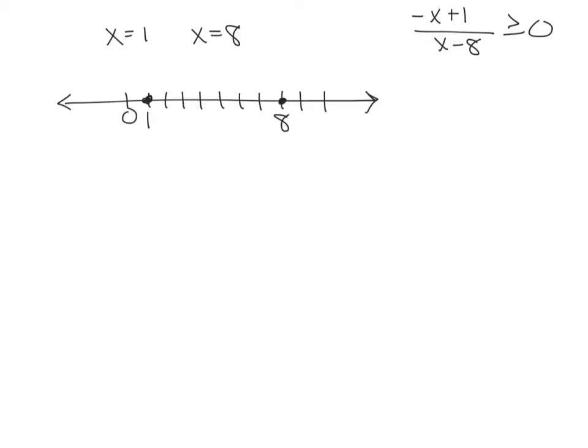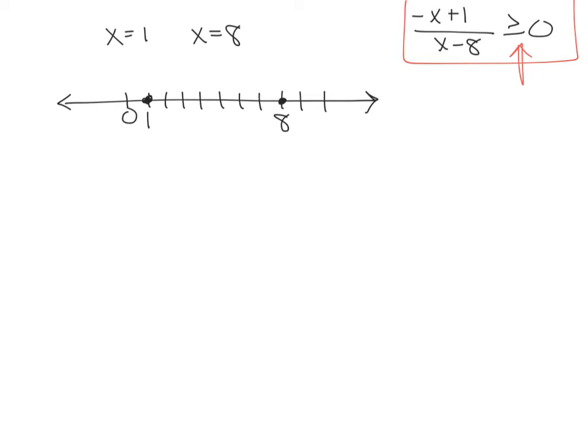We're going to take our boundary points x equals 1 and x equals 8 and plot them on the number line in order to get our intervals. Now before I write the intervals, I want to look at my original inequality. And here notice that I have an equal sign underneath my inequality sign. So that means that the boundary points are going to be included in my intervals.